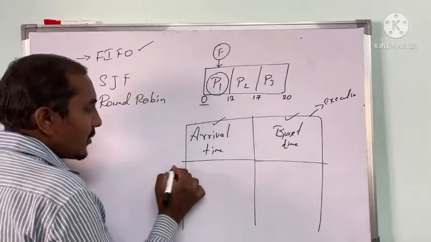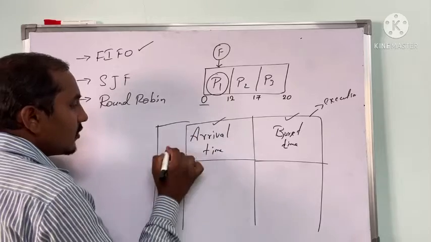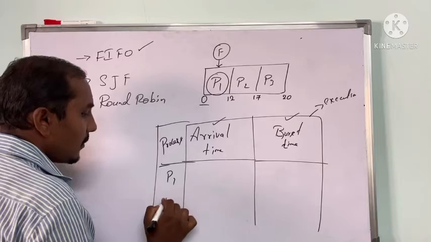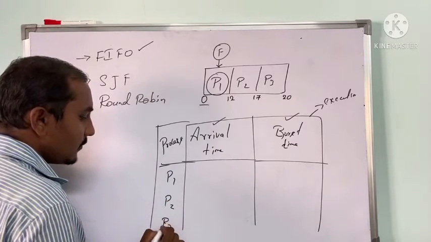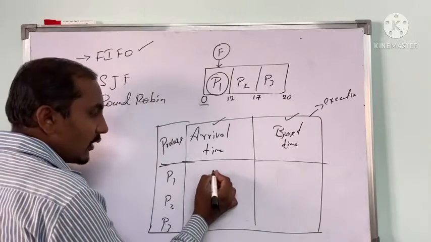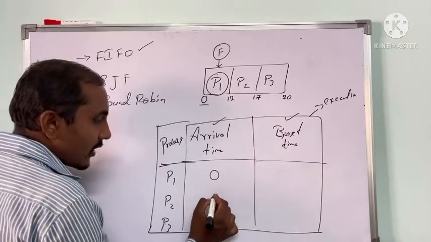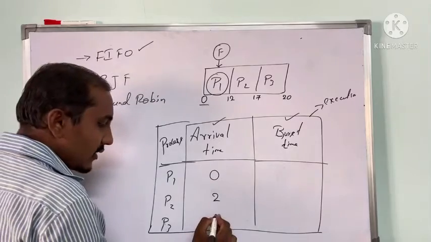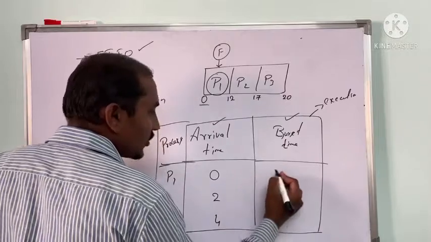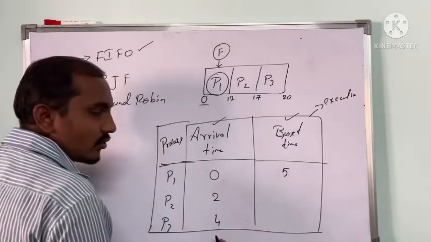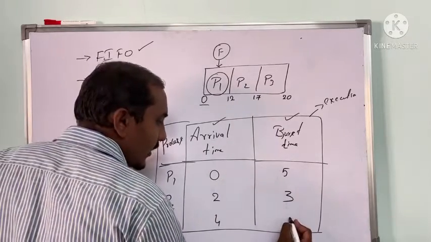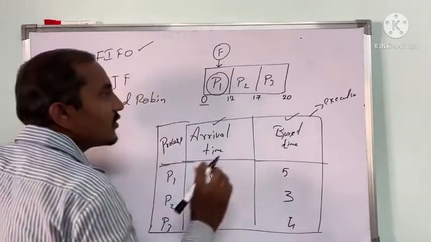So if I represent some processes like this, I'll write P1, P2 and P3. Okay, so I have three processes. For arrival time, process 1 has arrived at 0, process 2 has arrived at 2 milliseconds, process 3 has arrived at 4 milliseconds. And for burst time, this process will take say 5 milliseconds for execution, this process will take 3 milliseconds, and this process will take some 4 milliseconds.